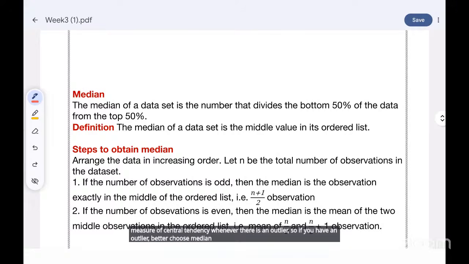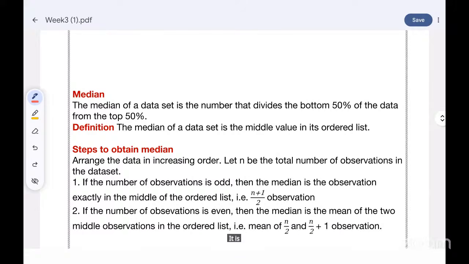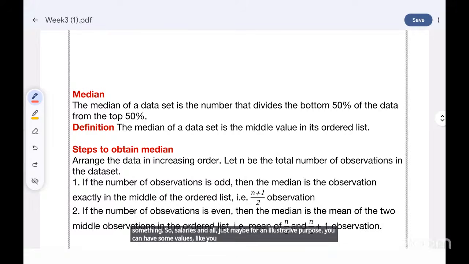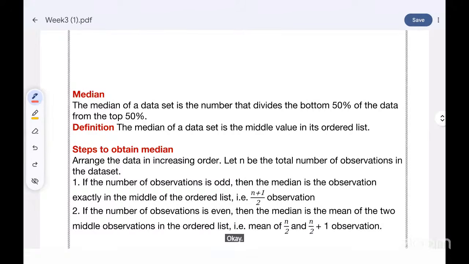The other thing is that for values like salaries, it is very rare to see values repeating. For an illustrative purpose you can have some repeated values like you mentioned, but in a general scenario salaries vary over a continuous range and hence you cannot consider mode. So depending on the data, you can decide.